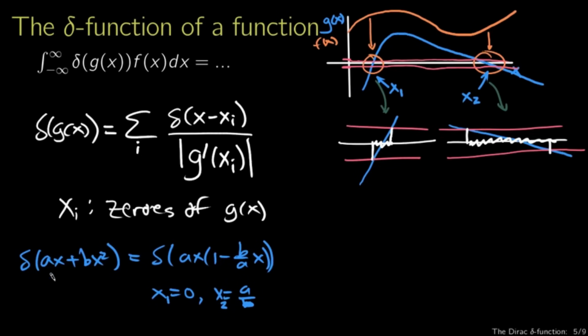So now I need to figure out, if this inner quantity here is g of x, what's g prime of x? Well, this is a simple polynomial, so taking the derivative is pretty easy. We get a plus 2bx.